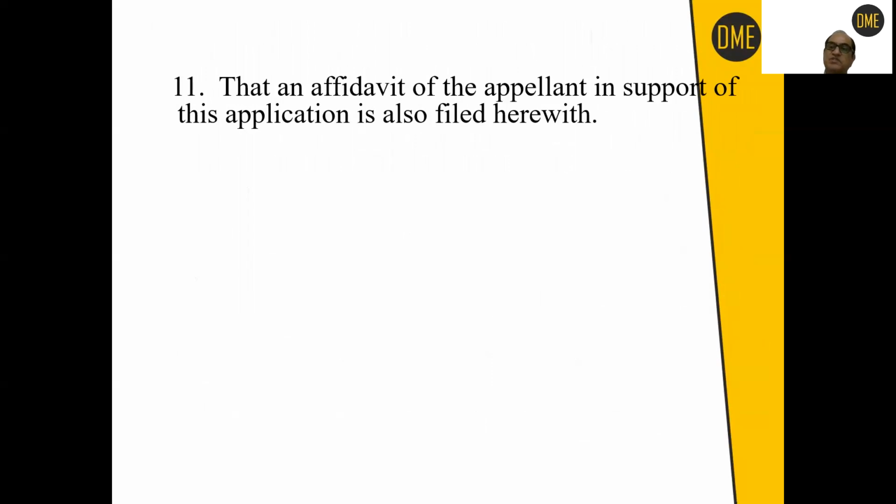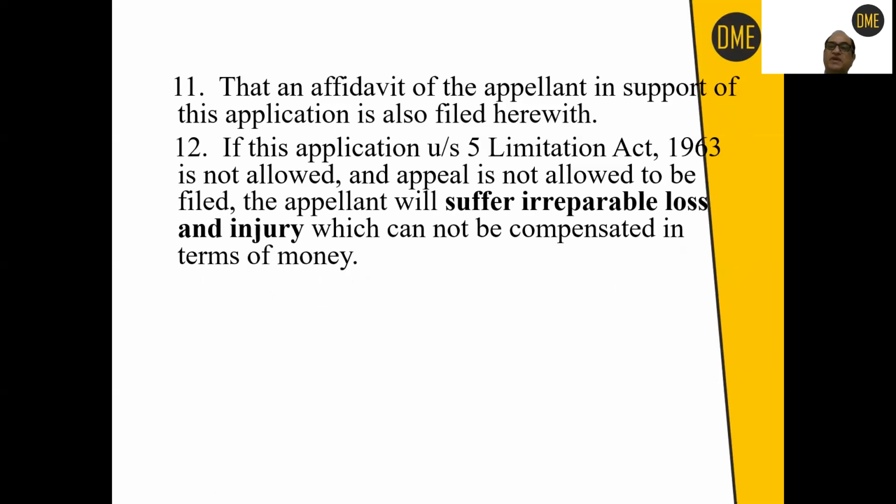Then this application has to be supported by an affidavit. We have learned drafting of an affidavit in the last lecture. So an affidavit of the appellant in support of this application is also filed herewith. You are supposed to plead this factum also in your application under section 5 of the Limitation Act.